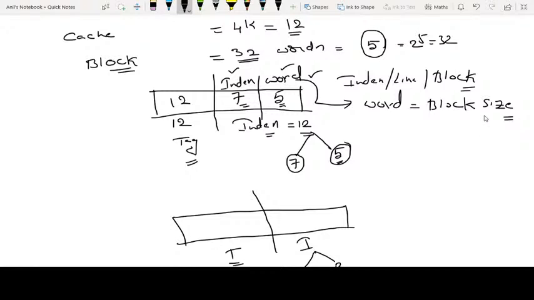So what you have to do is go through all the questions which are based on the cache memory mapping techniques, such as direct mapping and set associative mapping. The only difference between direct and set associative is that in set associative mapping, index is equal to index minus 1, tag is equal to tag plus 1. Hope you got it.